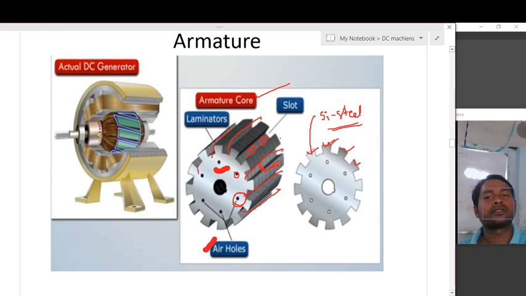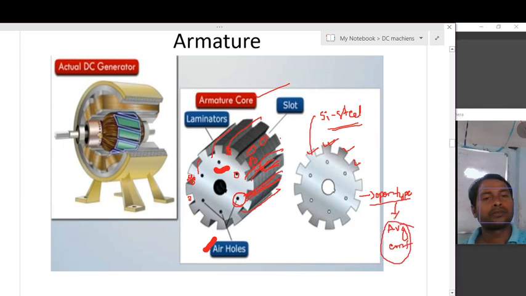Between the slots we should place the winding in this way, so a larger number of winding turns can be placed between the slots. Here the slots are open type. Different types of slots are available: open type, closed type and semi-open type. But in the DC generator we should use open type slots. By using open type slots we can increase the average induced EMF.